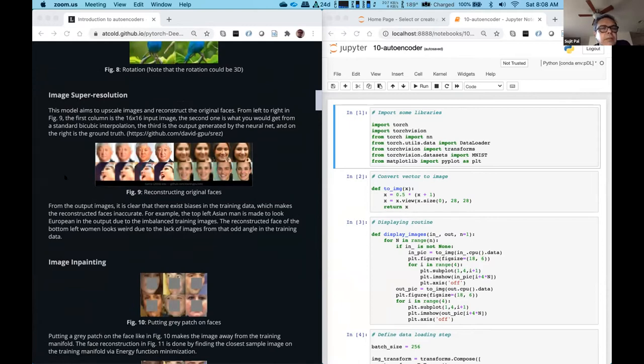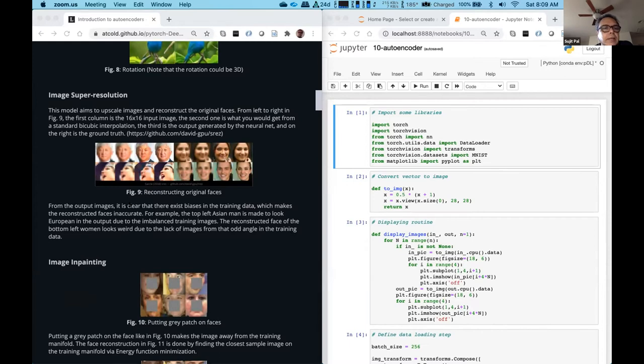Here there is another application called super resolution. You take a blurry or low-res image and convert it into a high-res image. If you read through this, the first column is the actual input image. The second one is what you would get from bicubic interpolation, which is a non-learned, computer vision thing. It just interpolates neighboring pixels. The third is the output generated by a neural net, and the last one is the ground truth. And it's true for all these images.